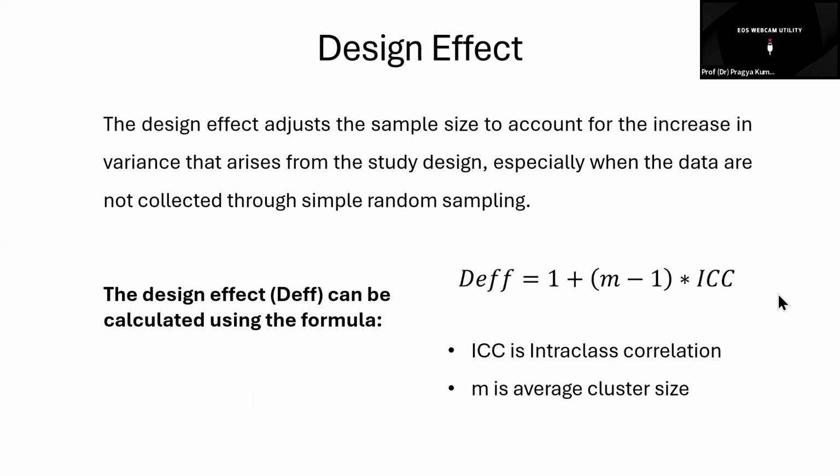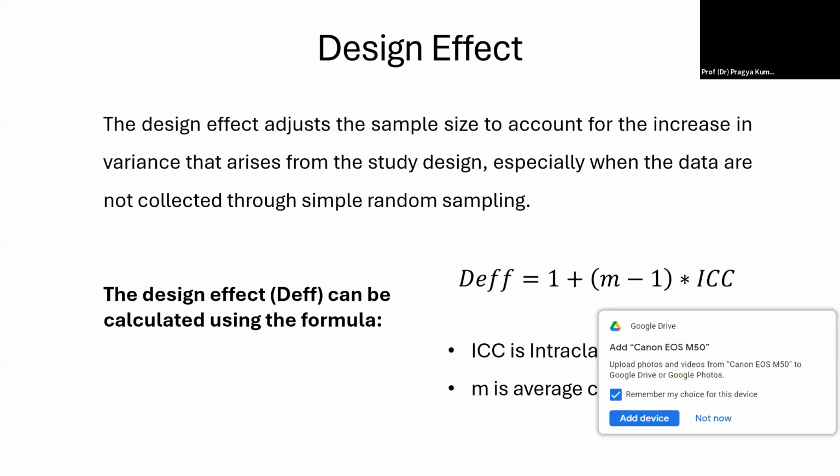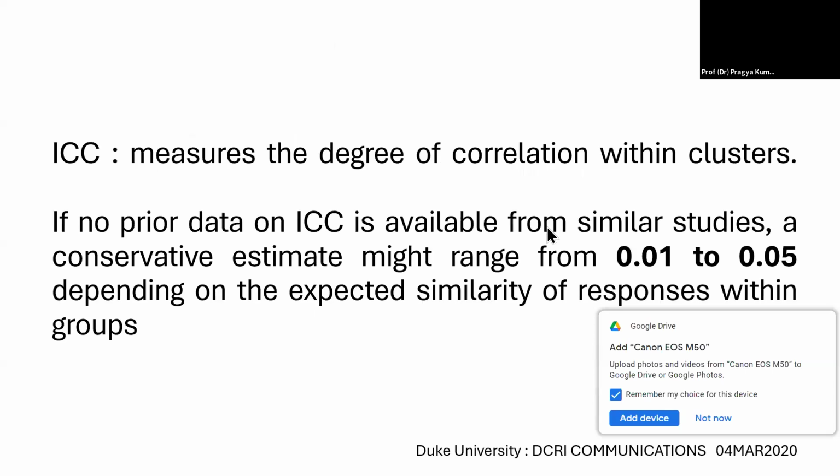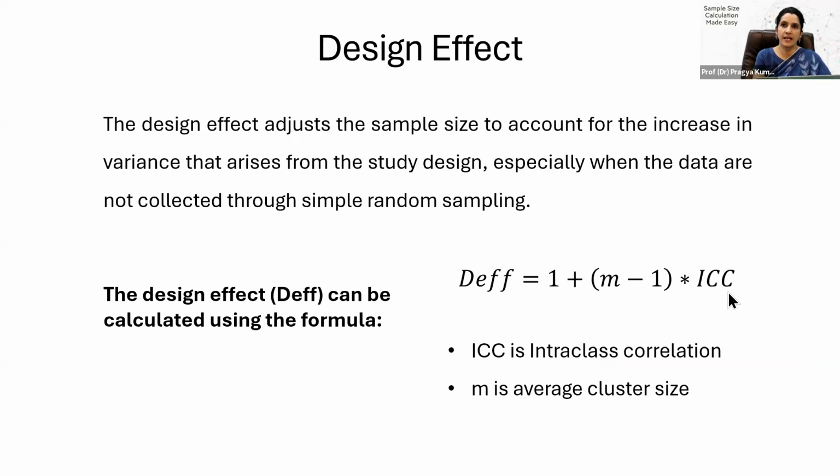In the calculation of design effect, this design effect basically adjusts the sample size on account of increase in the variance that arises from study design, especially when the data are not collected through simple random sampling. In case there is high intra-class correlation, you can see that the formula for calculation of design effect is 1 plus (M minus 1) into ICC. This ICC is the intra-class correlation coefficient. Generally, it is not available, so you take this value as 0.02. If you can find it from a previous study, that is okay. If you are unable to find it, you assume this to be 0.02. That is the optimum.